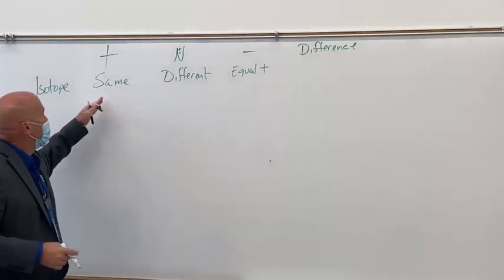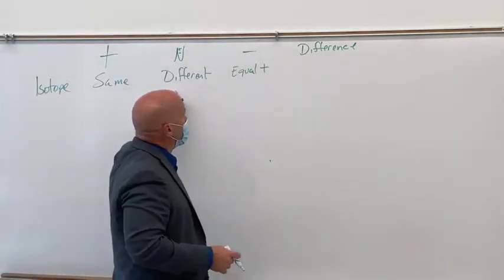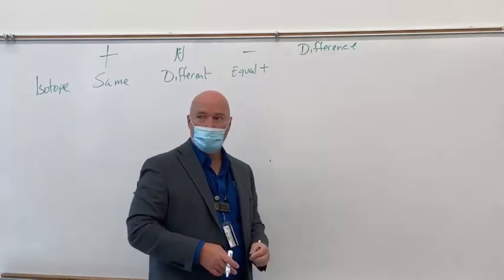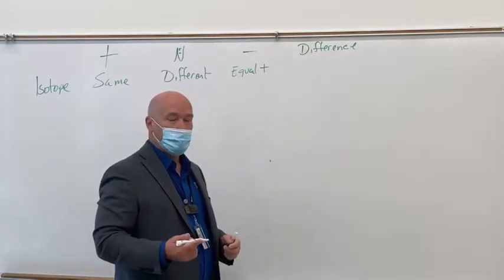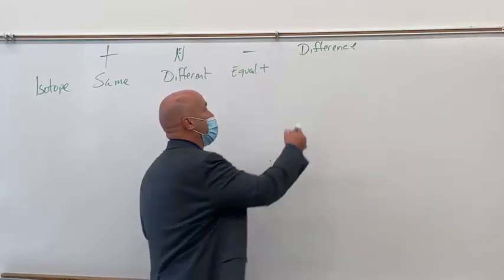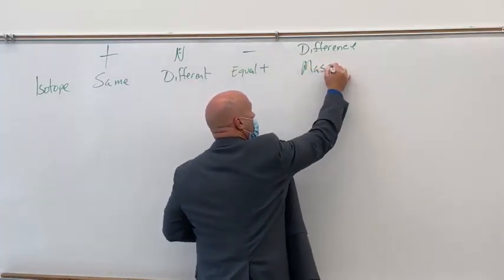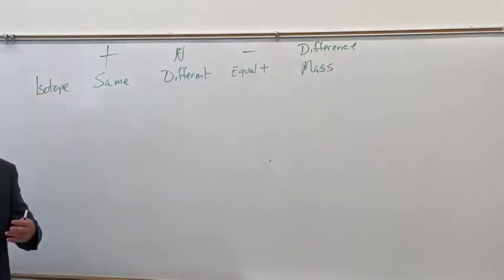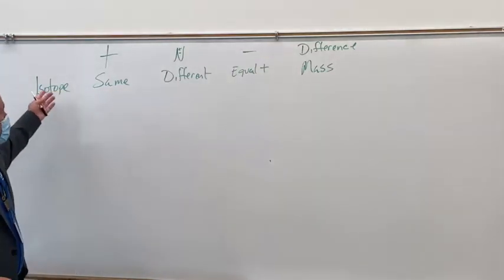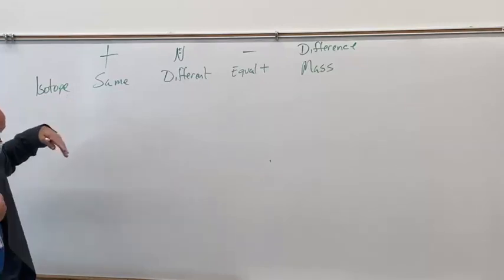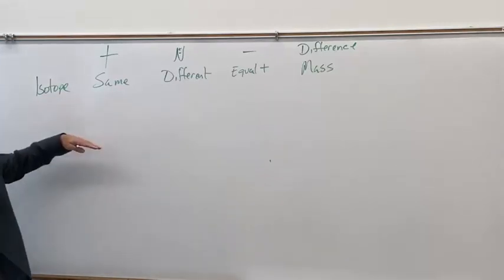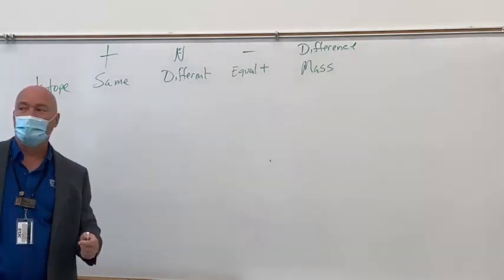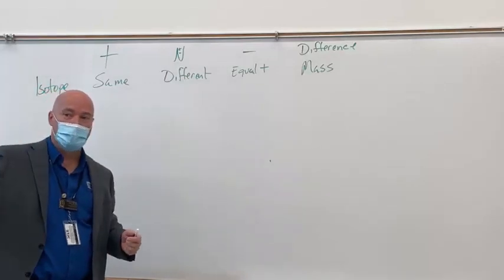So if we have the same number of protons, different number of neutrons, what's the difference between the two? The mass. The mass is different, right? So elemental mass is different. But fundamentally, what do we have if we have two different isotopes? It's an isotope of the same, what's the word missing there?